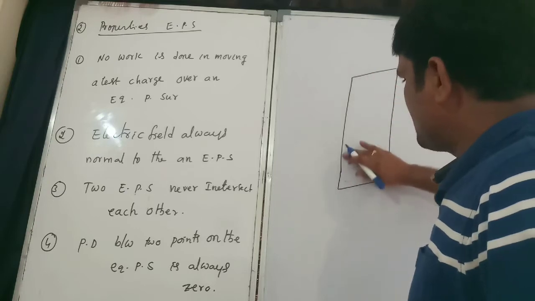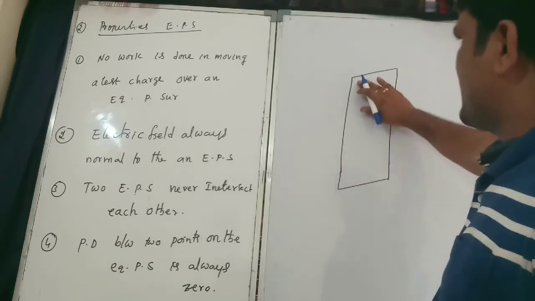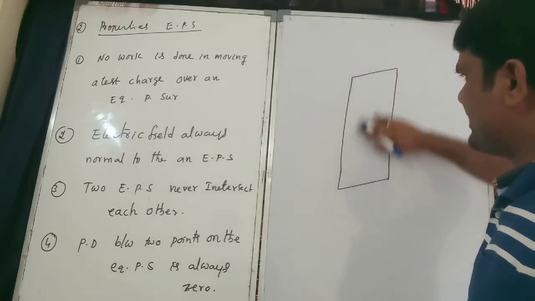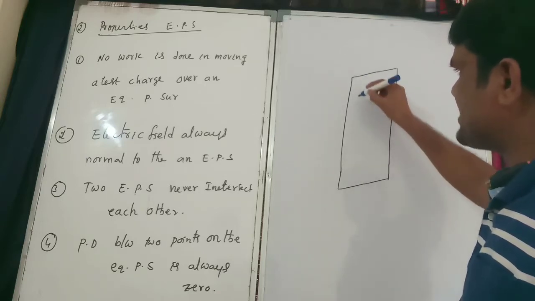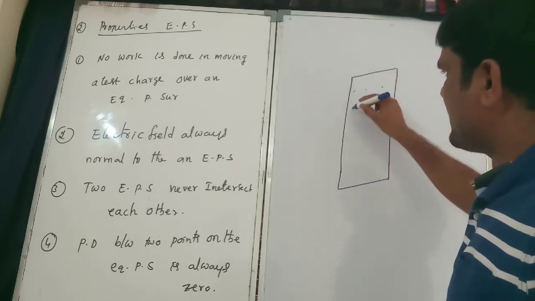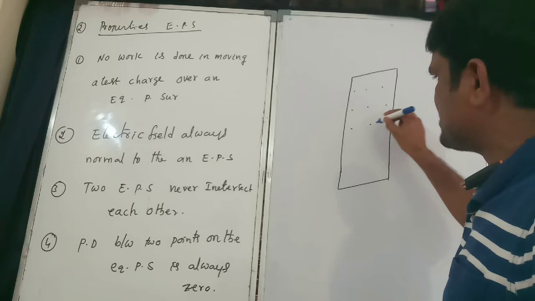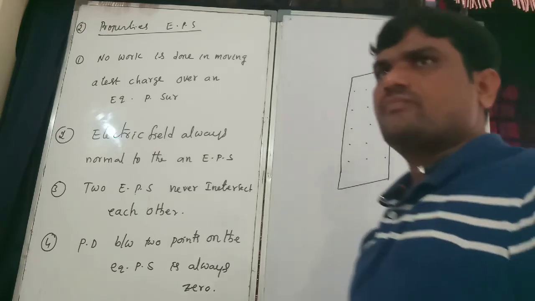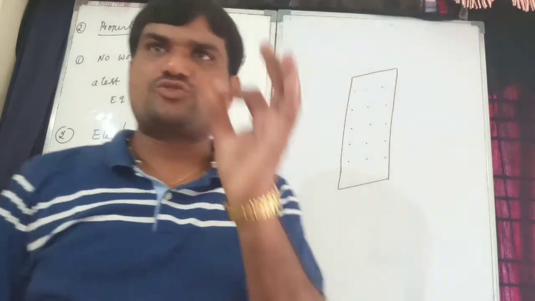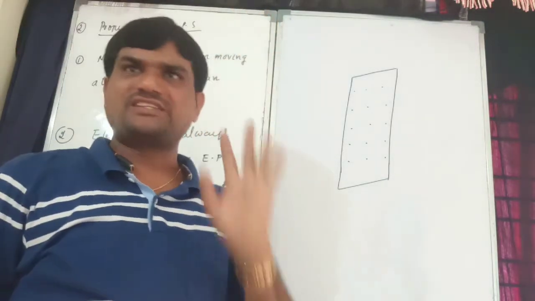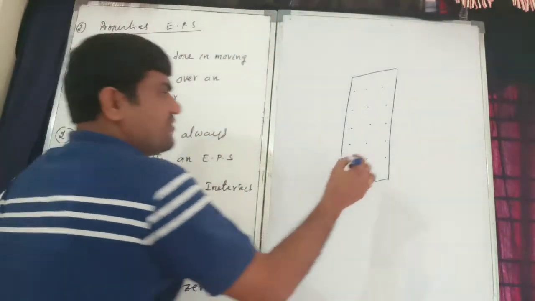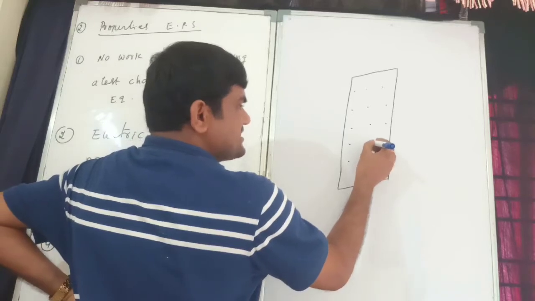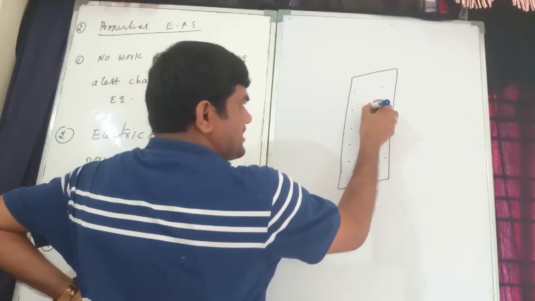Which is having the same potential on this area. Wherever you see on this area, here and here, the potential is the same. That is known as an equipotential surface. Correct or not? Right. Now I will consider this one point and this another point.